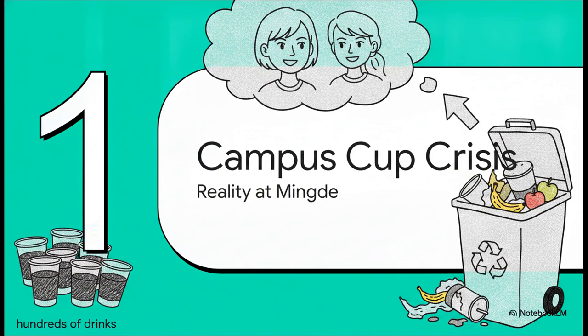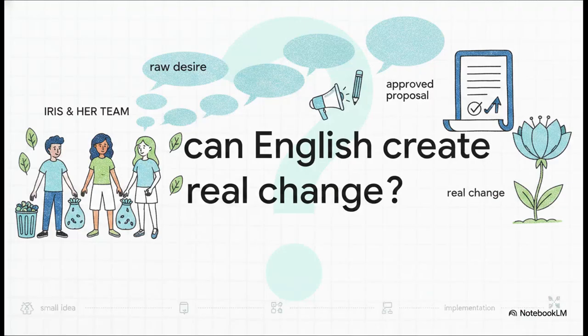All right, let's jump right into Section 1, the Campus Cup crisis. Here is the reality at Mingde Senior High School. So picture a really busy campus. Over at Mingde Senior High, a student named Iris and her team were staring down a super messy reality. Hundreds of recyclable cups were being bought every single week, but they were ending up totally contaminated with food waste in the trash.